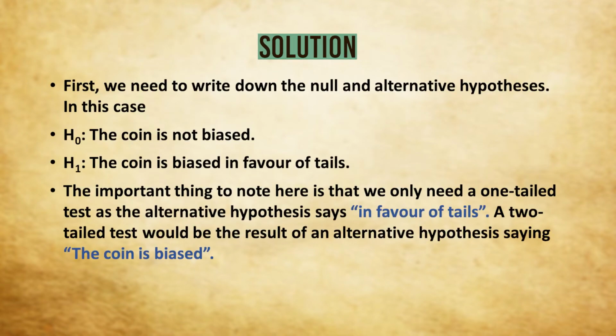So we first need to write down the null and the alternative hypothesis. Obviously, H0 is the coin is not biased, or equivalently you may say the coin is unbiased, and H1 the coin is biased in favor of tails. The important thing to note here is that we only need a one-tailed test, as the alternative hypothesis says in favor of tails. A two-tailed test would result if the alternative hypothesis said that the coin is biased.